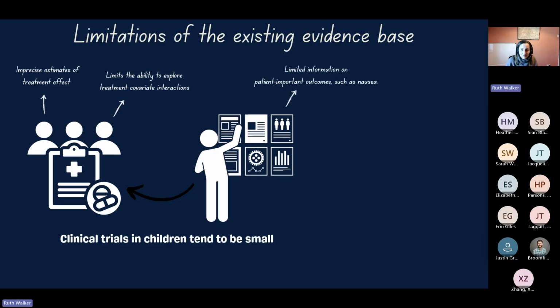And previous syntheses have also highlighted limited patient important outcomes available, in this case nausea. Often in children you find that more subjective outcomes can be less well reported because, not always, but they're perceived to be harder to measure, particularly in very young children. So this is an example of that.